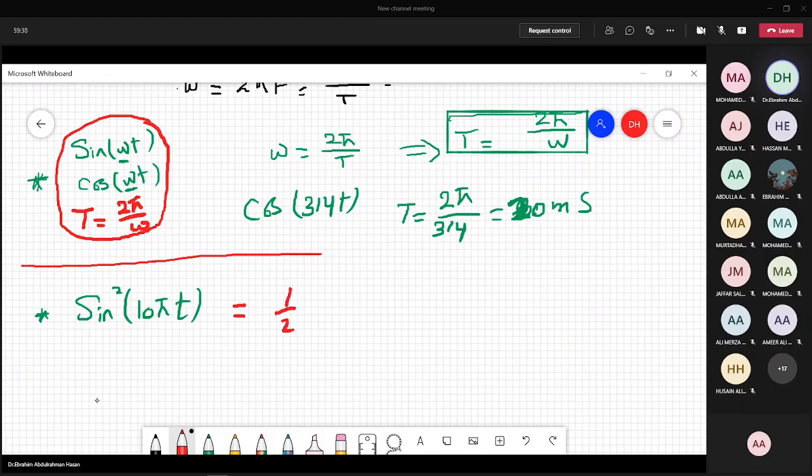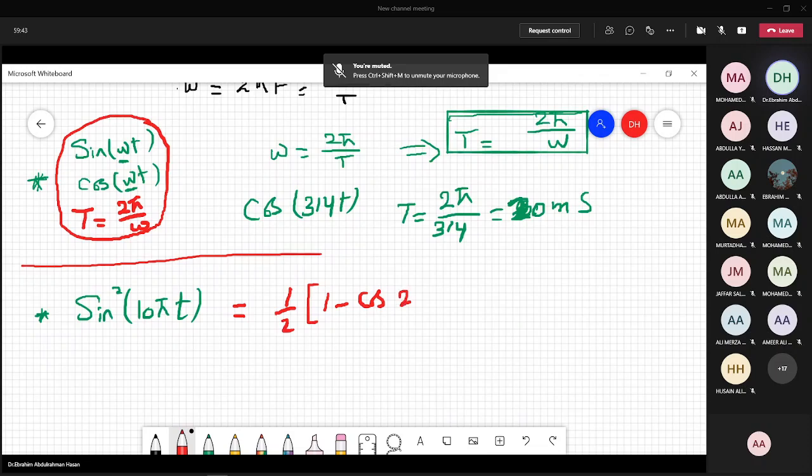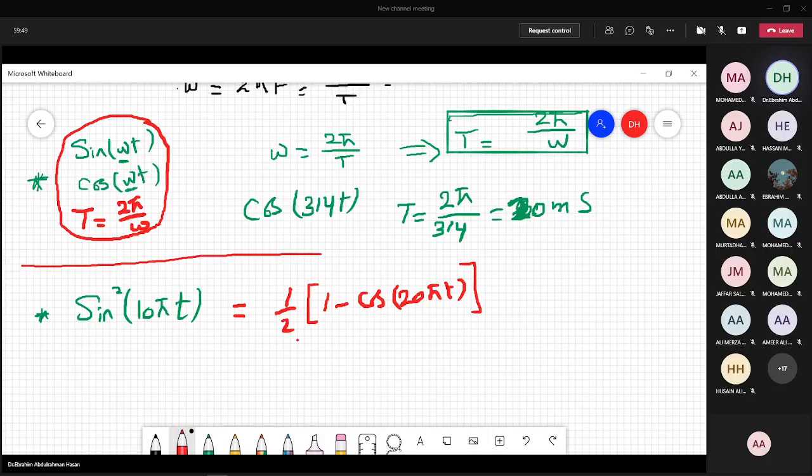half multiplied by 1 minus cosine 2 omega t, 20 pi t. Then it is half multiplied by 1, so this is DC, a constant value, and half multiplied by cosine, so this is periodic. If you add this with this, then for sure you will get sine or cosine, just shifted because this is constant. We add some constant value to sine or to cosine, so it is shifted up or shifted down.